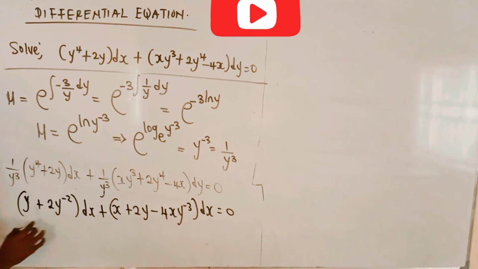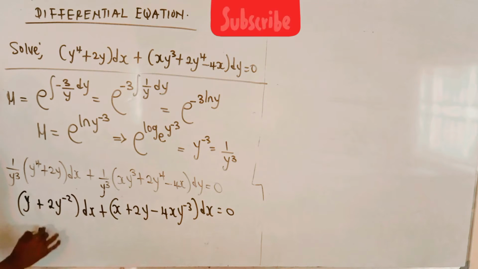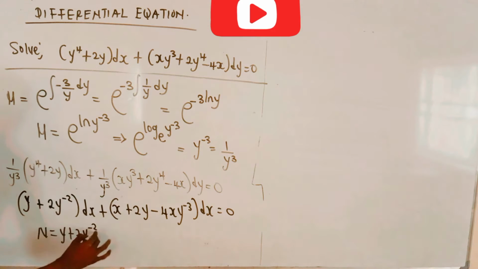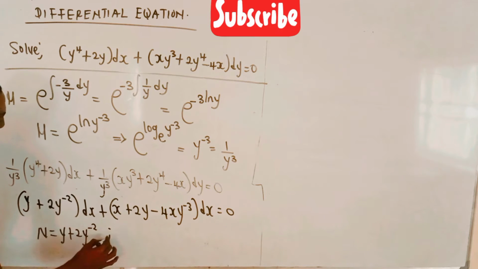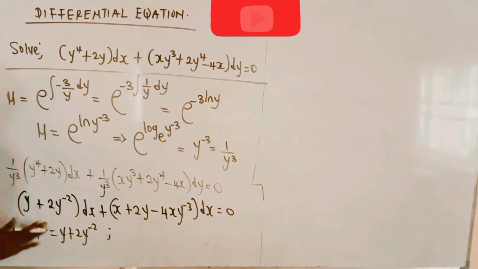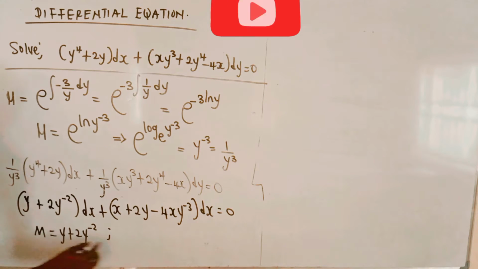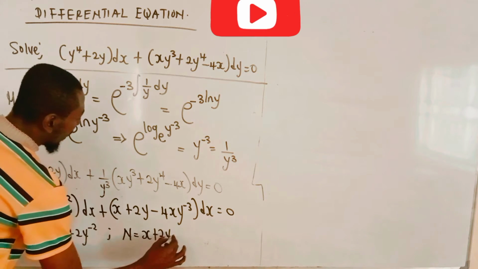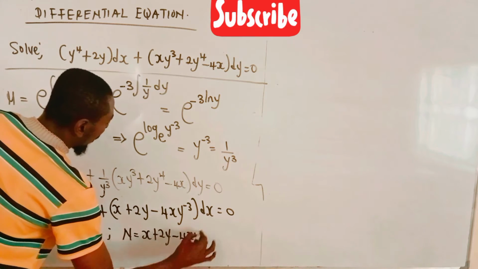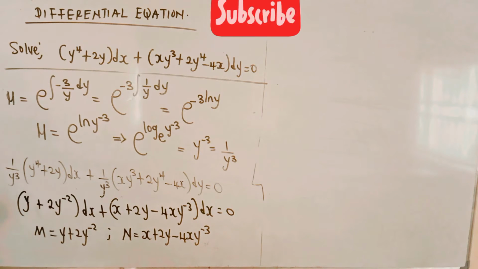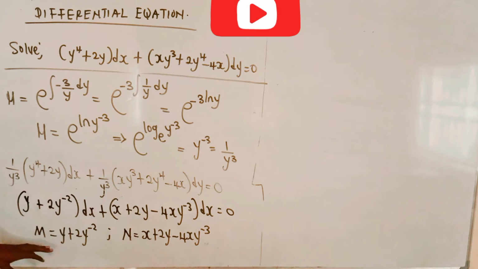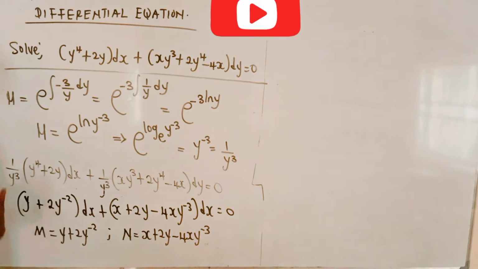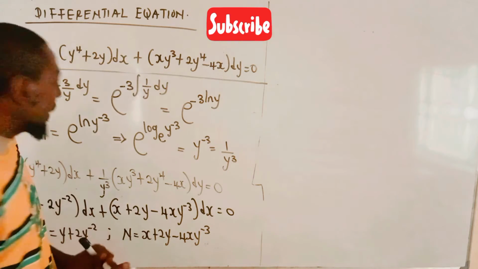Okay, so we can call this one M. M is equal to y plus 2y raised to the power minus 2, and N is equal to x plus 2y minus 4x y raised to the power minus 3. Okay? So we are going to differentiate M with respect to y and N with respect to x, to know whether the equation is now exact.